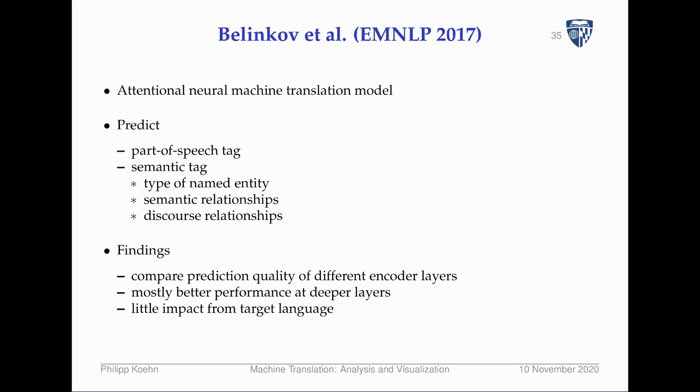Here's the other study that looked at things like, does it discover part of speech tags? Does it discover semantic tags? One interesting finding here is that they looked at the different encoder layers. They looked at the first layer, the second layer, the third layer, and checked, does it discover different things at different times? And they did find, not surprisingly, that they have better performance at deeper layers. And it doesn't really matter what target language you have. If you translate from English to German, French, Russian, or Chinese, it always discovers similar things about English. So it's not so much driven by the output language.